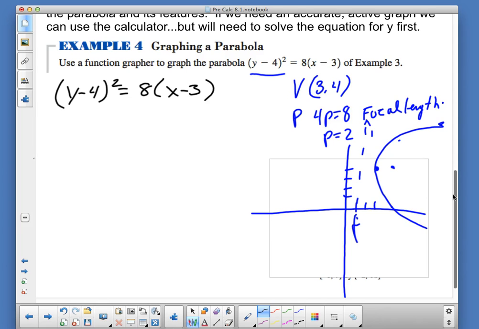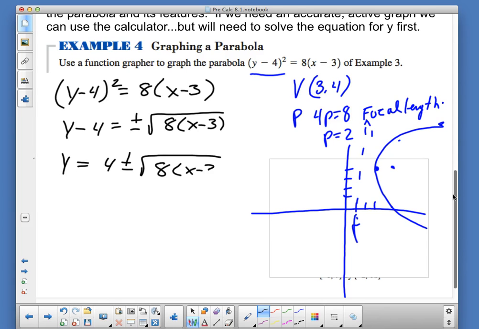Okay, I've got to take the square root of both sides. That's thing one. So I've got y minus 4 equals plus or minus the square root of 8x minus 3. I'm not going to make anything crazy or funky. And then I'm going to add 4. So I've got y equals 4 plus or minus the square root of 8x minus 3.